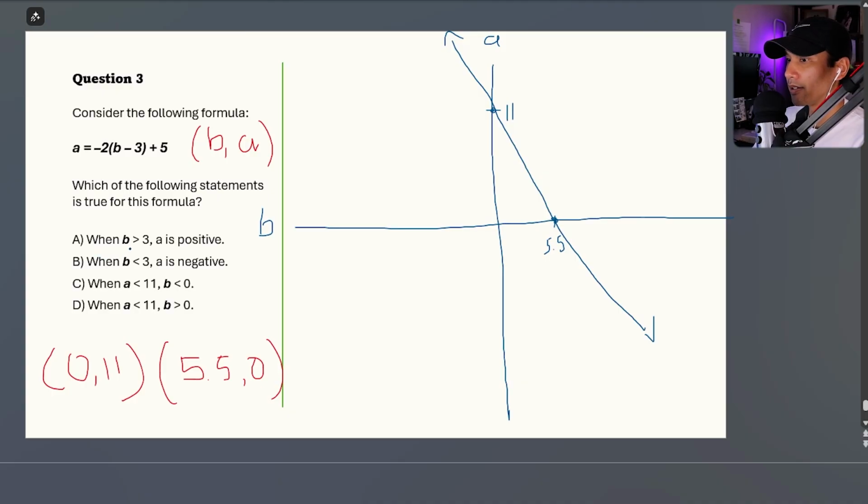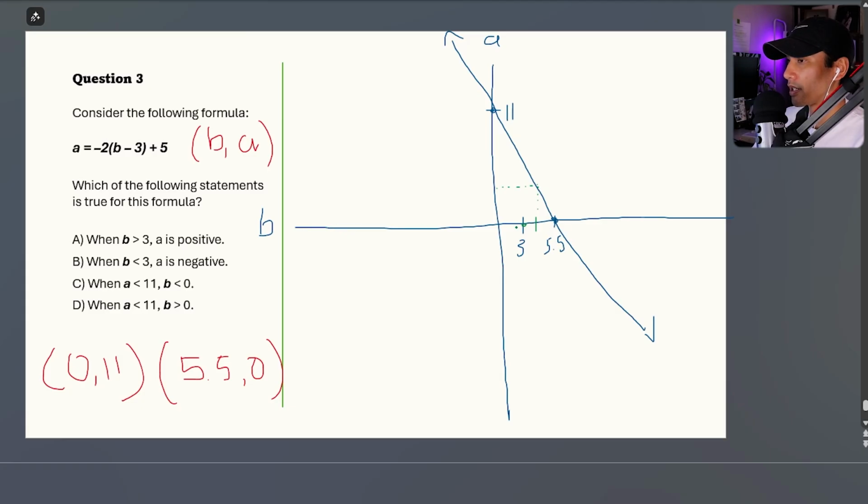When b is greater than 3, a is positive. When b is greater than 3. Okay, so 3 is right here, and I'm going to use green. So greater than 3, we have, let's say, 4. That's definitely positive, right? We're on the b.